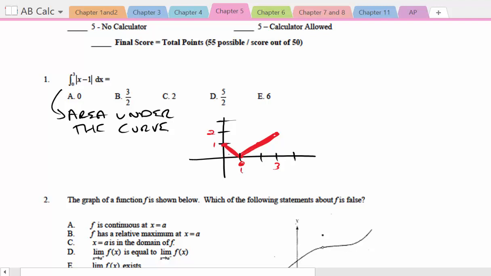So then if I calculate the area, this is a triangle with an area of 1/2. This is also a triangle with an area of 2. Add those together, 2 plus 1/2 equals your 5/2. So the answer is D.